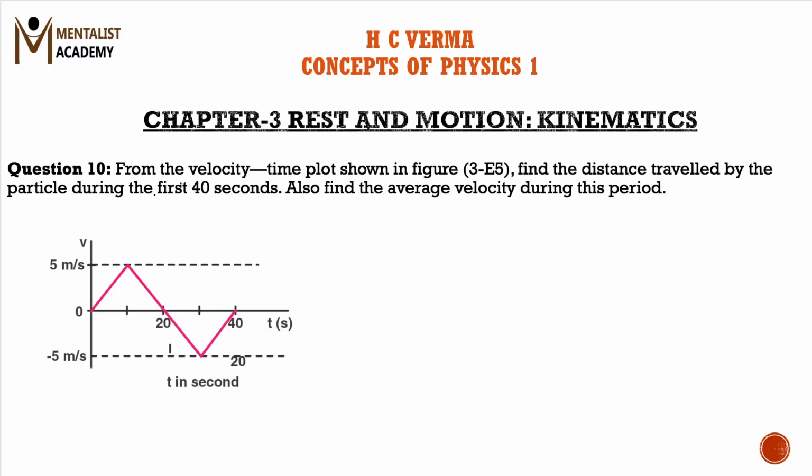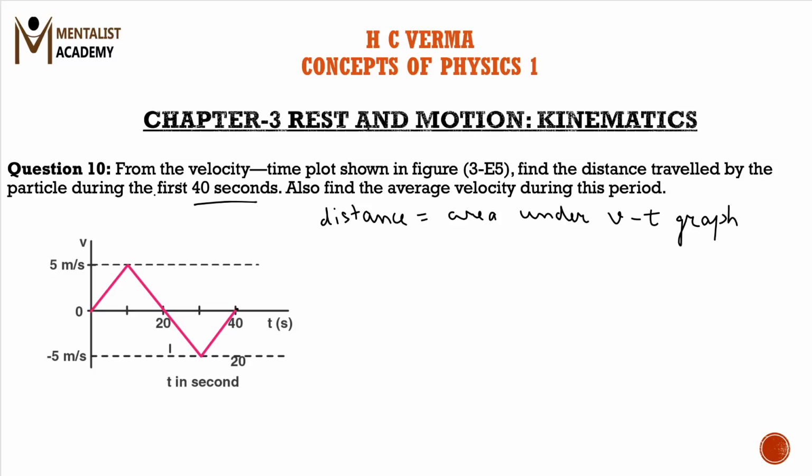In this question, we are given a velocity time graph and we have to find the distance traveled in the first 40 seconds. So how to find the distance? Distance is equal to the area under the VT graph. Distance would be the area under the VT graph.